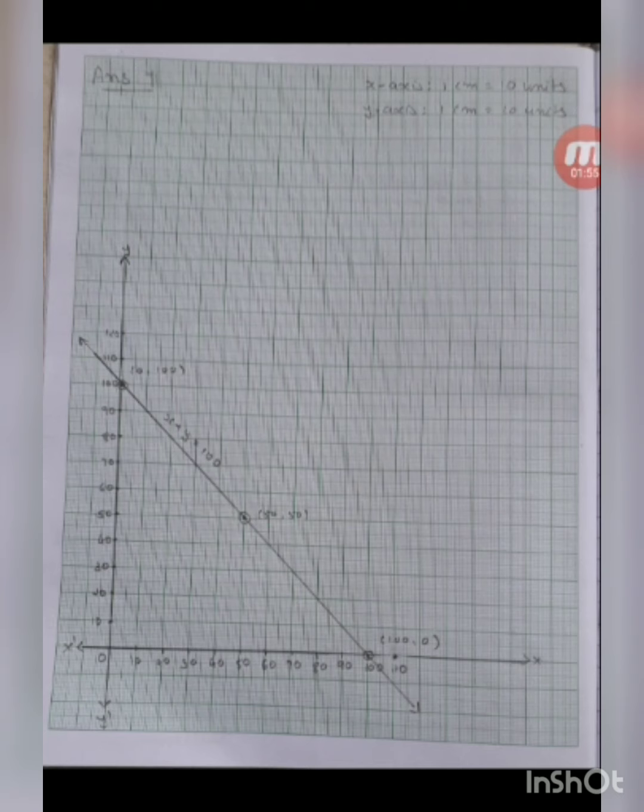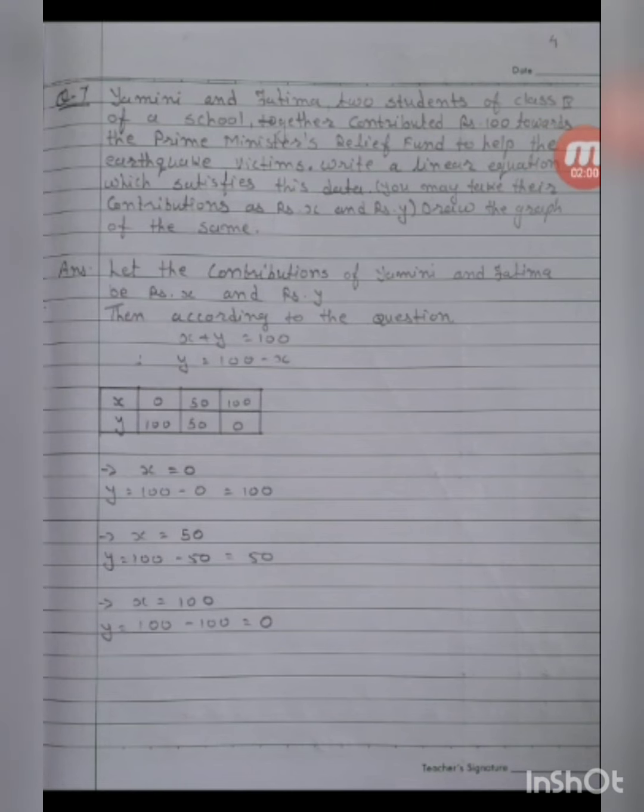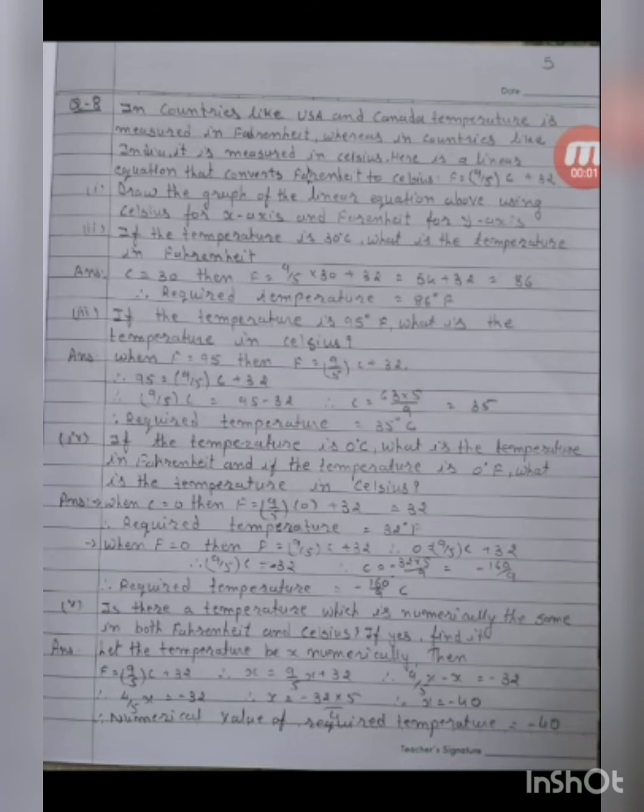And this straight line is x plus y is equal to 100. Here we have completed question number 7. Question number 8. In countries like USA and Canada, temperature is measured in Fahrenheit, whereas in countries like India, it is measured in Celsius.